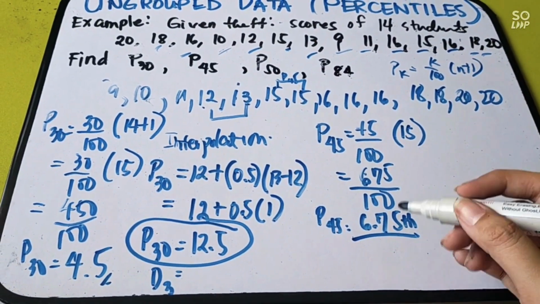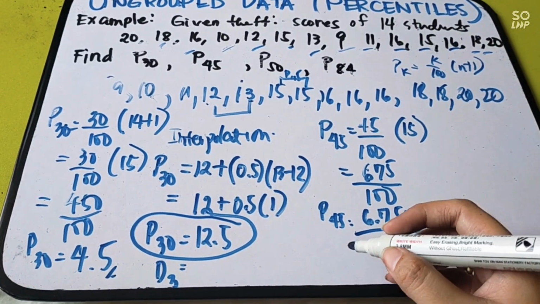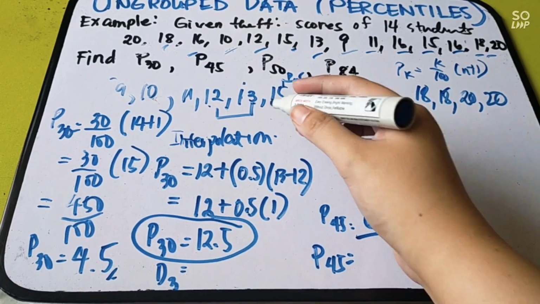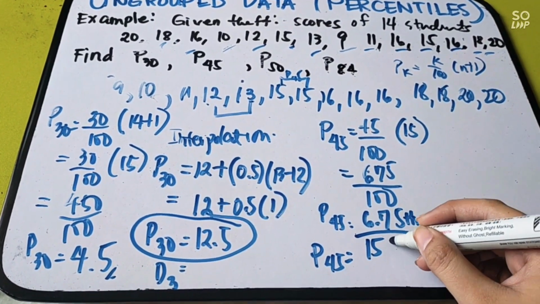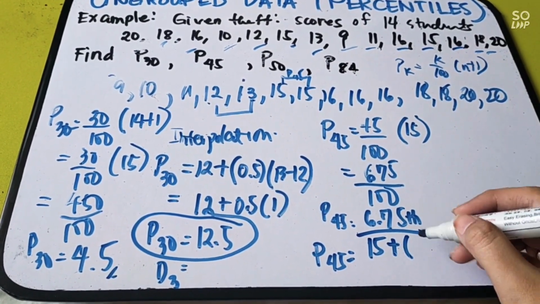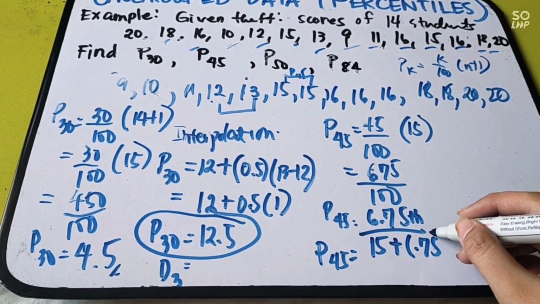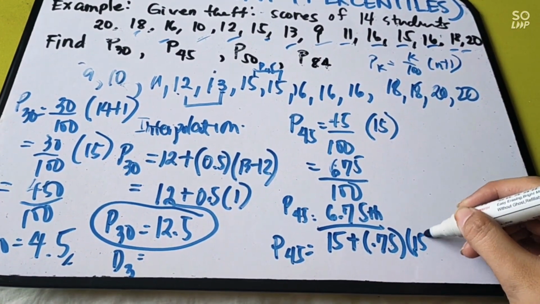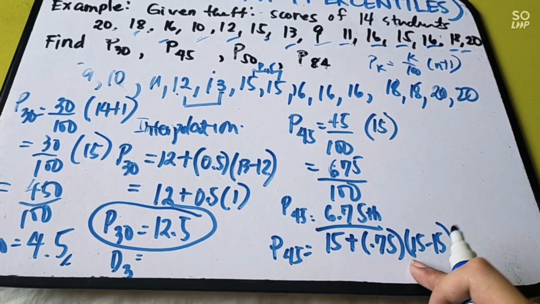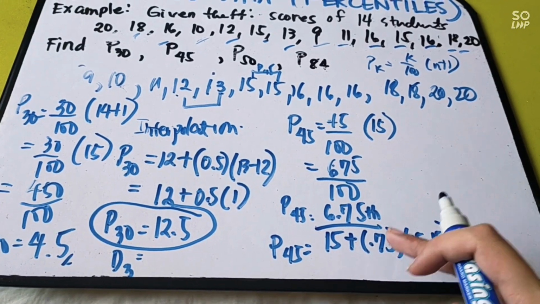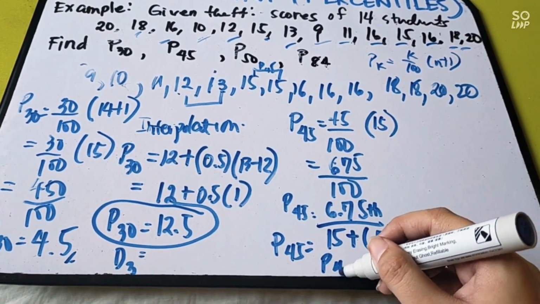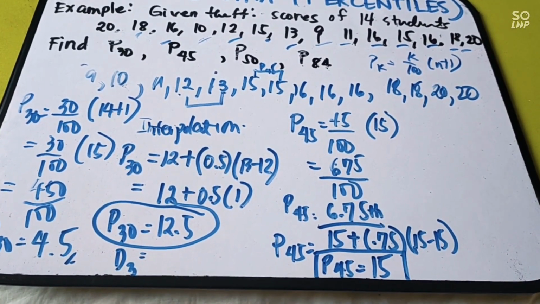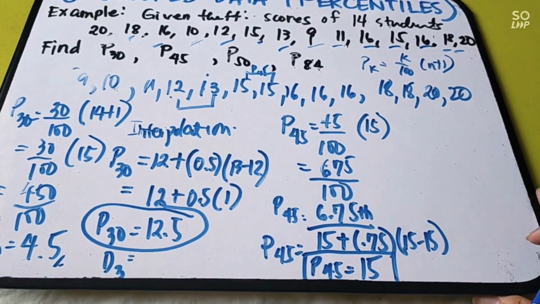So, we have now 15 and 15. Kung mapapansin nyo. So, we have P sub 45. Ang ating 6th term ay 15. Then, plus natin sa ating decimal which is 0.75, then subtract natin dun sa dalawang given which is 15 minus 15. 15 minus 15 is 0. 0 times 0.75 is 0. Therefore, ang P sub 45 natin is 15 alone. Okay? So, ganun lang po siya kasimple.